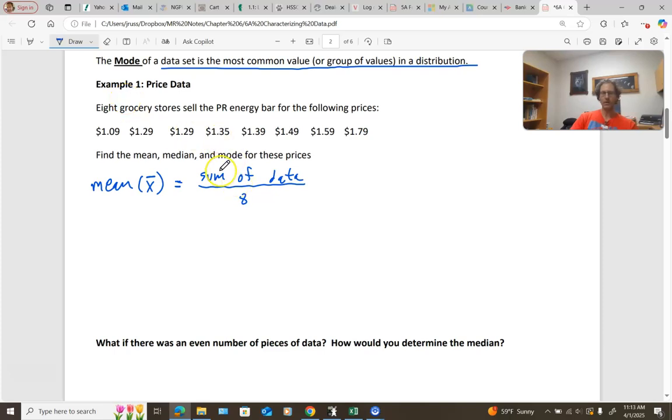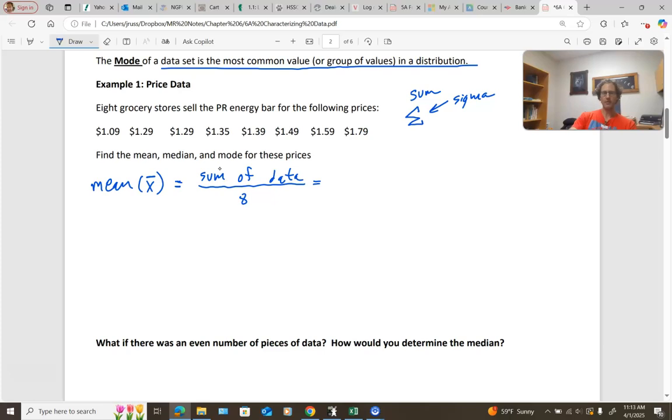We sampled from 8 different grocery stores. I want to also show you another Greek letter. There's a Greek letter that we use to designate a sum of numbers, or a sum of data. And it's this symbol right here, sigma.